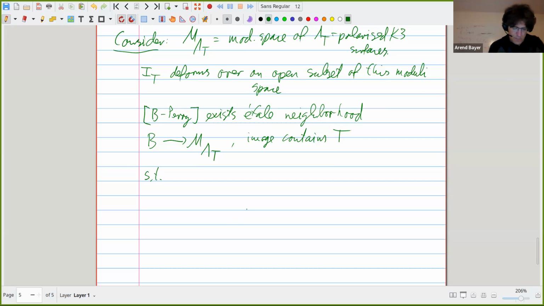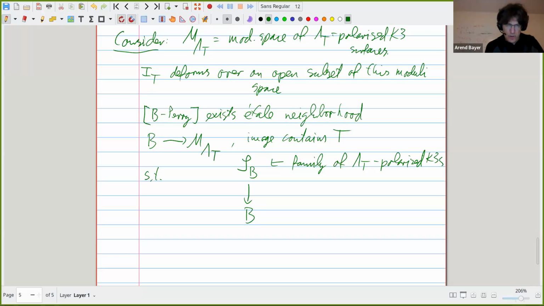So let me draw this here. I have B, then I have the pullback. This is the pullback of the universal family, so this is a family of lambda T polarized K3s corresponding to this map from B to the moduli space. And now I have an action: mu2 acts on the derived category of this total space, linear over B.